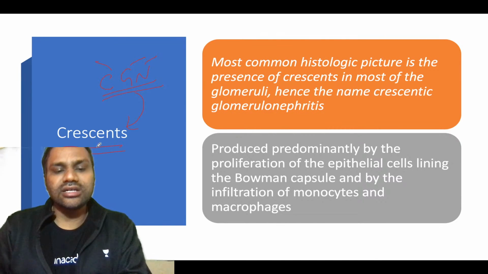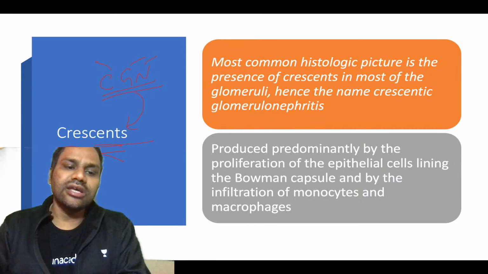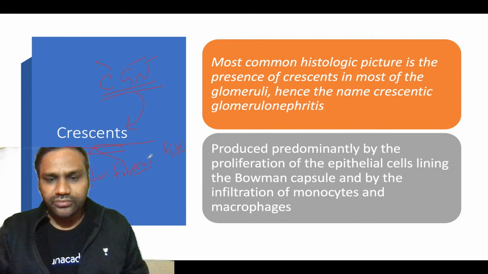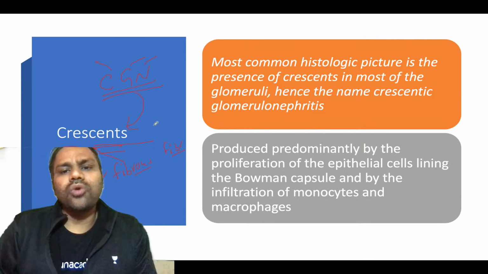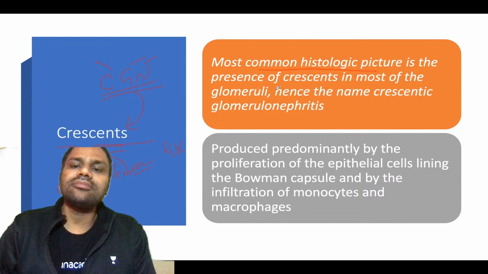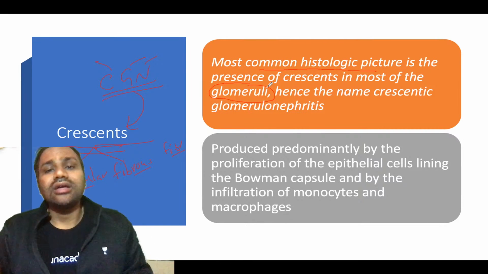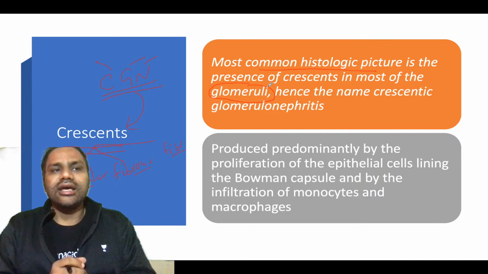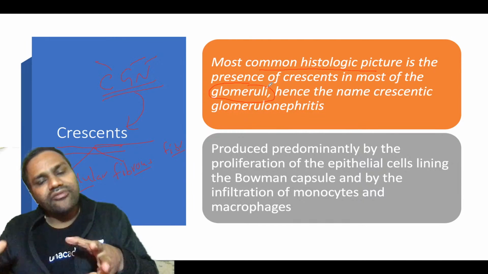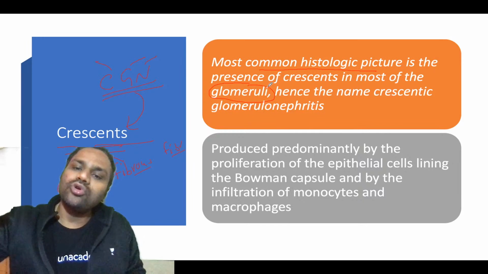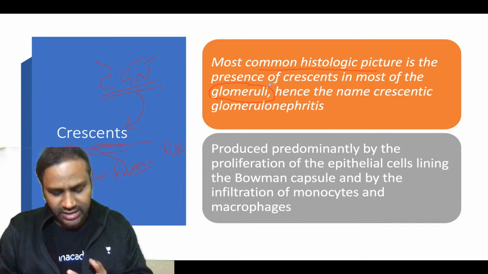We have already discussed that crescents can be cellular crescents, fibrous crescents, and fibrocellular crescents. These are the different types of crescent you get in your studies. These crescents are the most common histological picture, and the presence of crescents in the glomeruli defines crescentic glomerulonephritis. Going deeper, you can call it crescentic glomerulonephritis when your crescents are more than 50%.